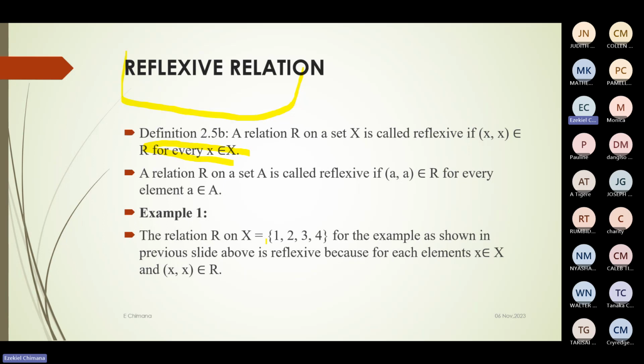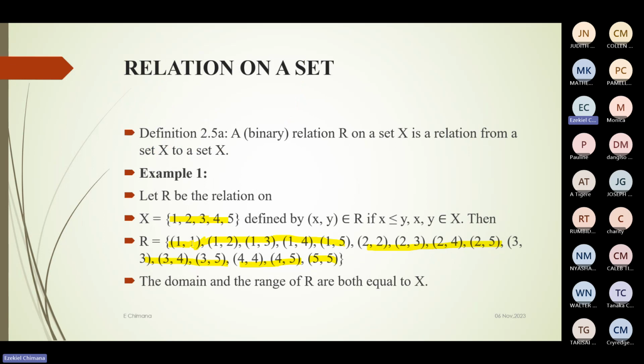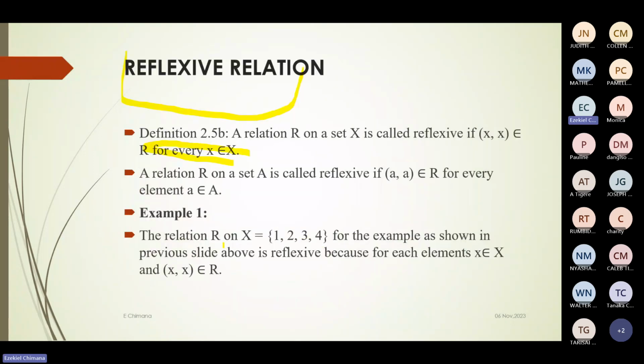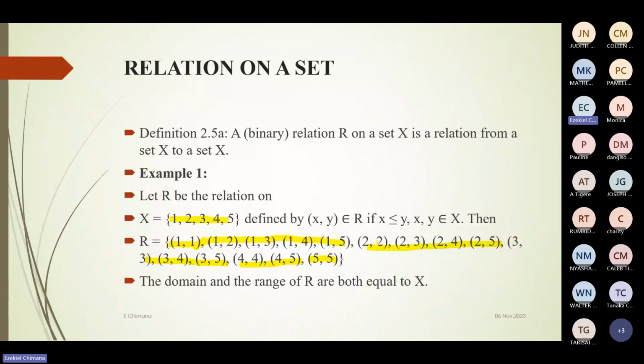So we have 1, 2, 3, 4 as our elements. If you look at this example, we have (1, 1) as part of this relation, (2, 2), (3, 3), and (4, 4), and (5, 5). Whenever every value in X is paired to itself in your relation, then that relation is a reflexive relation.